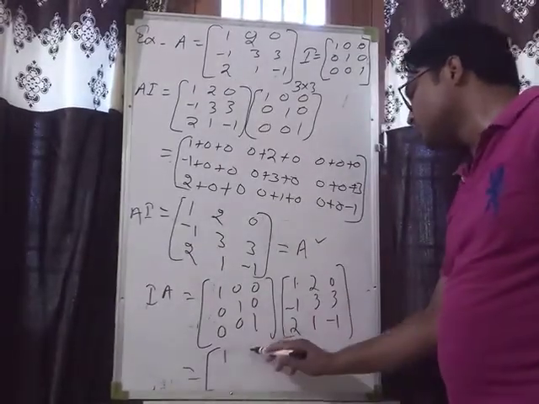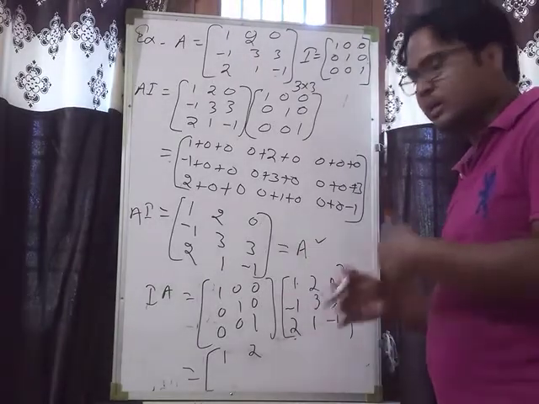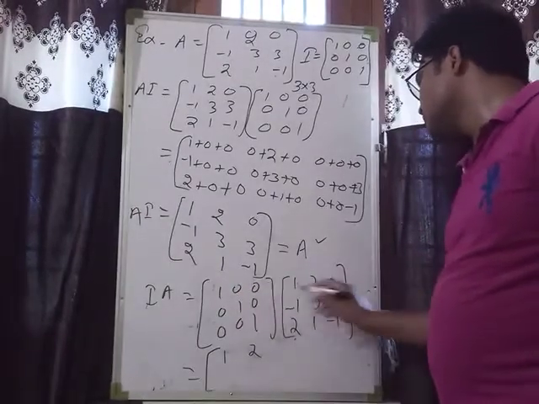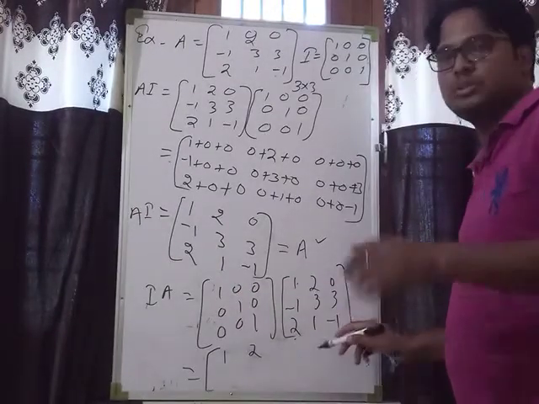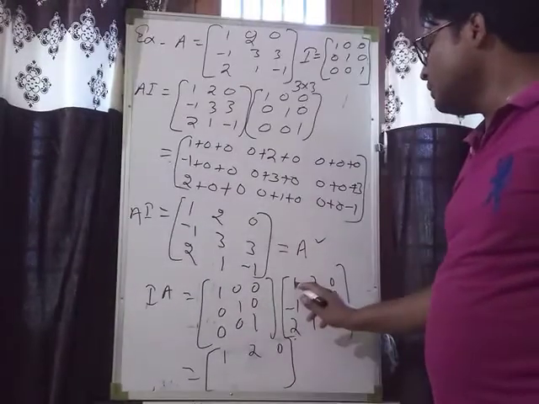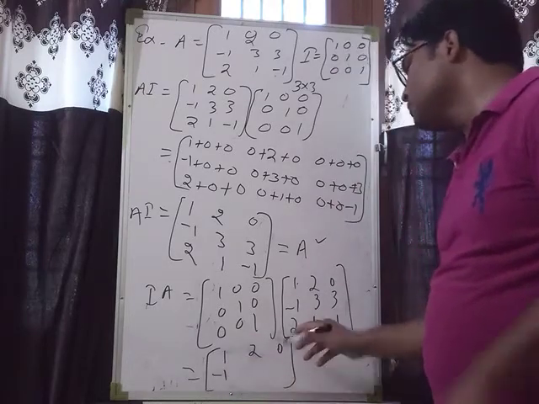1 into 2, 2; 0 into 0, 0; 0 into 0, 0. Add करेंगे, 2 आएगा only. This one, this one. 1 into 0, 0; 0 into 3, 0; 0 into minus 1, 0. Add करेंगे, 0 आएगा. Okay. Now 0 into 1, 0; 1 into minus 1, minus 1; and 0 into 2, 0.